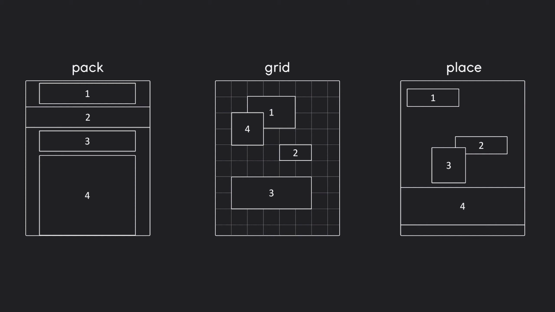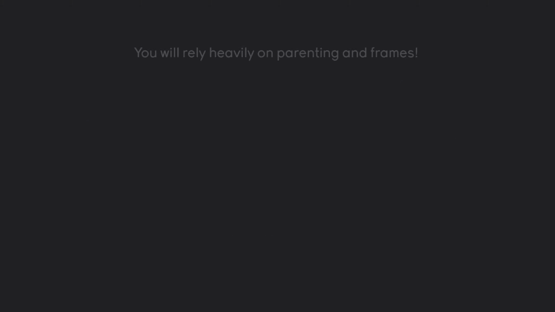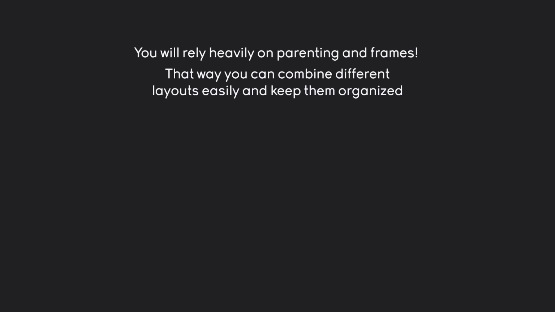And what is super important that you have to understand is that you can combine these layout methods very easily. As a matter of fact, this is what you have to do to create any kind of complex layout. For that though, you do want to be aware of a couple of things. The most important part is that you are going to rely very heavily on parenting and frames. That way, you can combine different layouts and keep them organized. Basically, what you are going to do is you are placing one layout inside of a frame, and then you are placing that frame. That way, you keep everything much more modular and much easier to maintain.